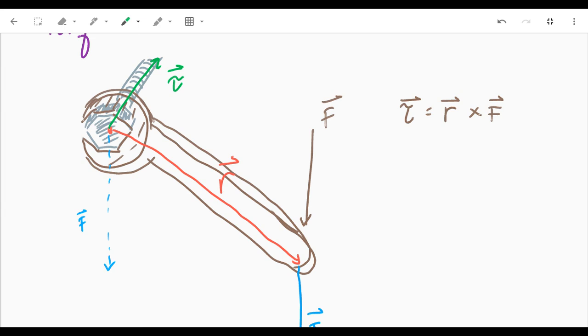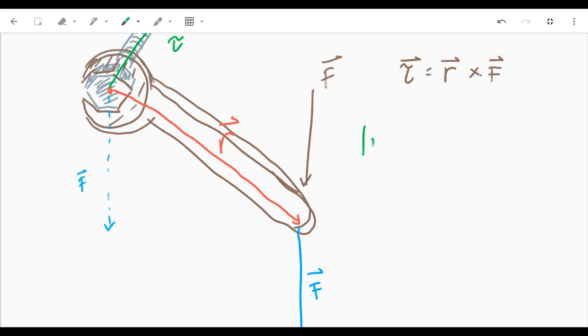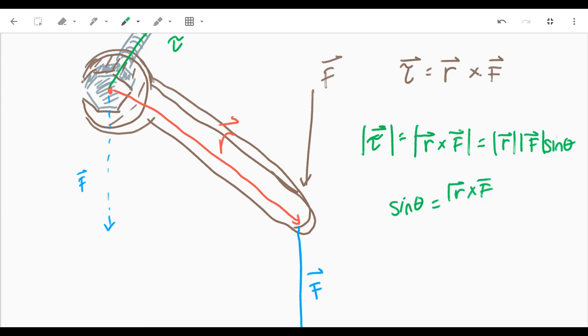Okay, the magnitude of your torque vector. Why do I keep missing that? The magnitude of your torque vector is the magnitude of the cross product of R and F, which is also magnitude of R, magnitude of F, sine theta, right? Just by your formula, because sine of theta would be magnitude of R cross F over magnitude of R, magnitude of F. So those are two ways to figure out the magnitude of your torque.